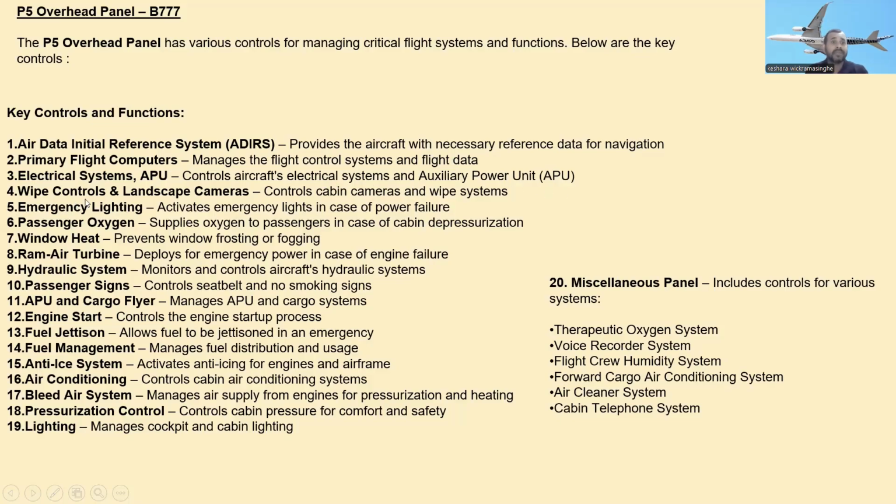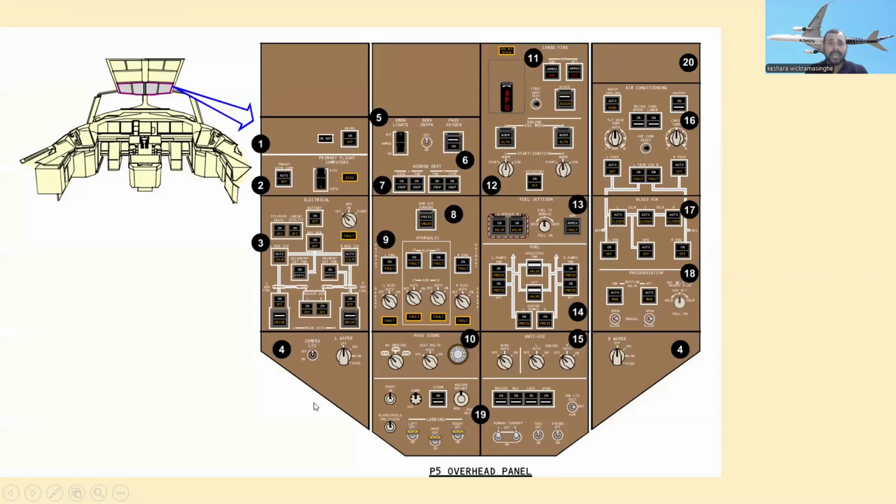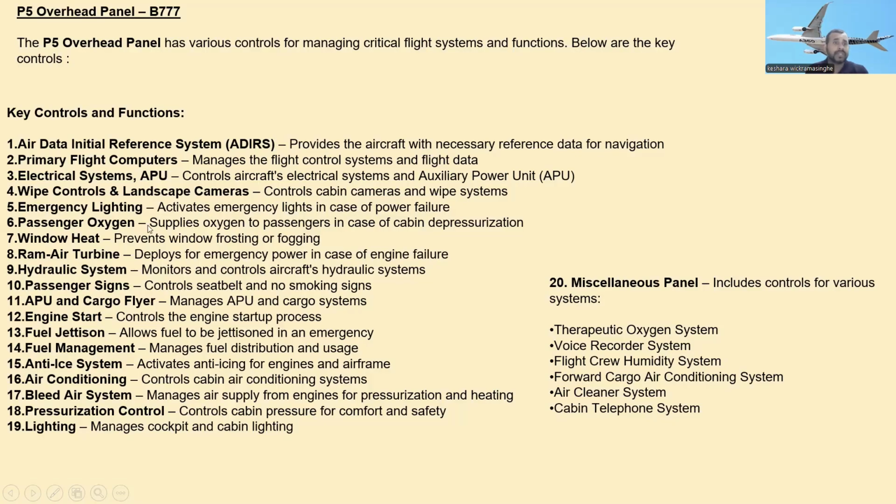And number 4, wiper controls and landscape cameras. Here is the wiper control, and here are the landscape camera controls. It controls the cabin cameras and the wiper system.